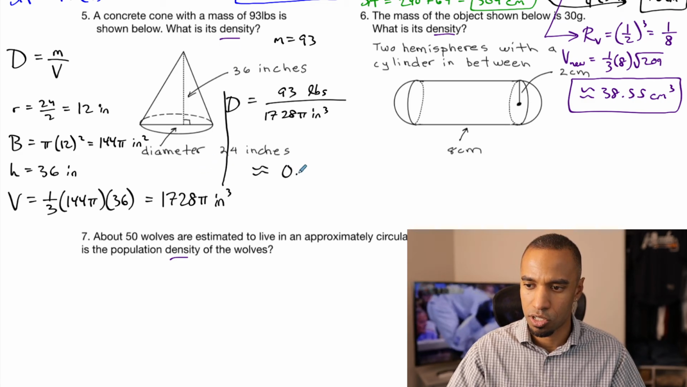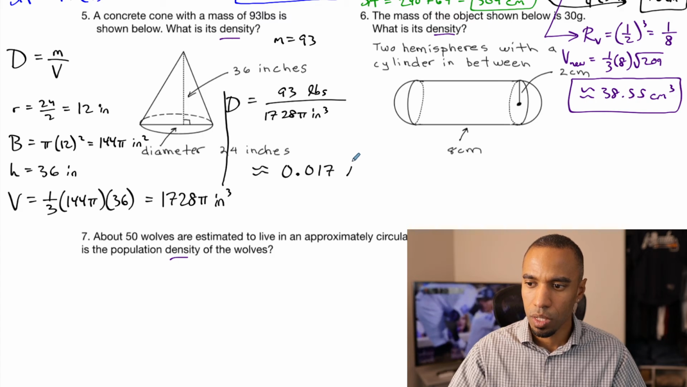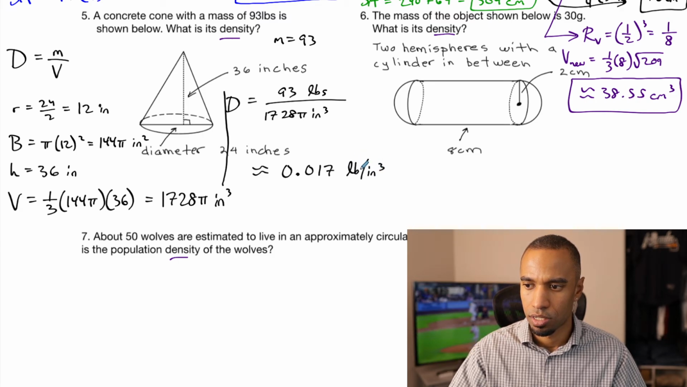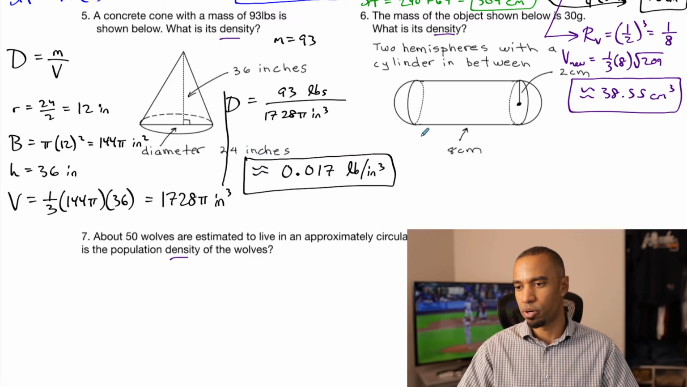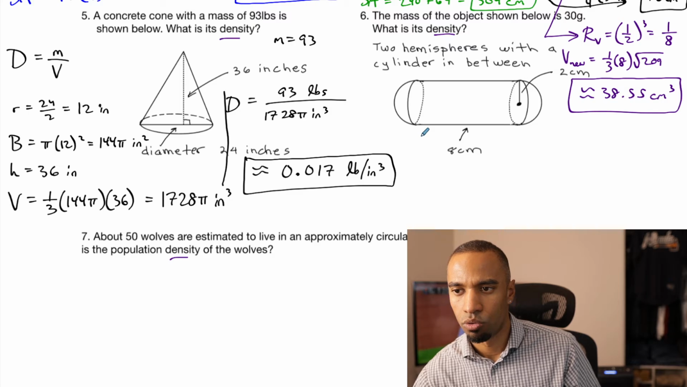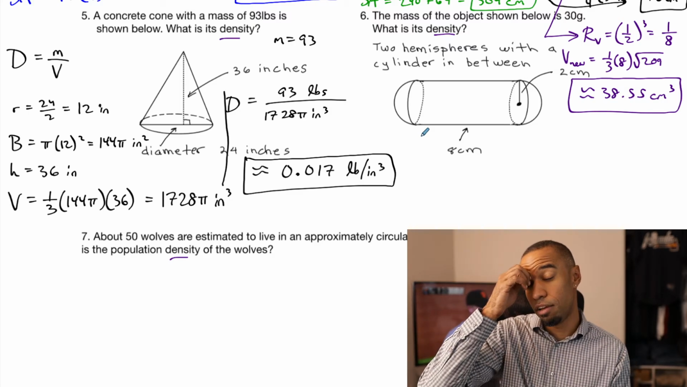0.017. I'm rounding to the nearest thousandth there. 0.017 pounds per cubic inch. Okay, that's how that density works there, in pounds per cubic inch. Mass over volume, that is the density. Not very dense.